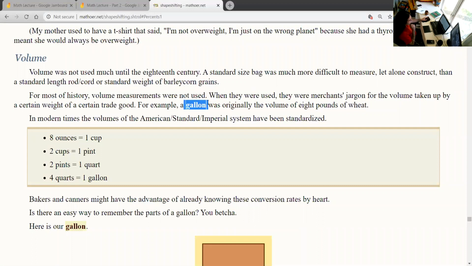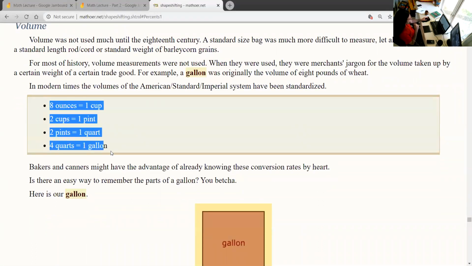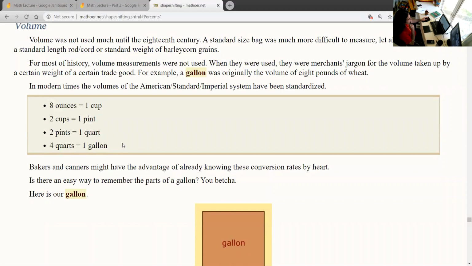So a gallon used to be how much volume it took for 8 pounds of wheat. If you bundled it up nice, that would be a gallon of wheat. But now everything has been standardized. So if you haven't measured it, memorized it, then here's something you will someday probably want to memorize just to be faster on the final.